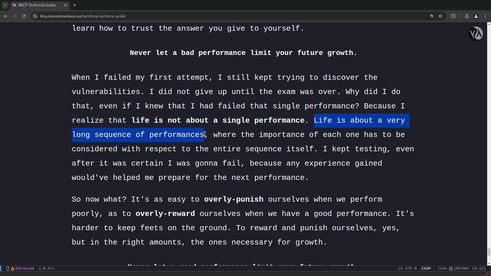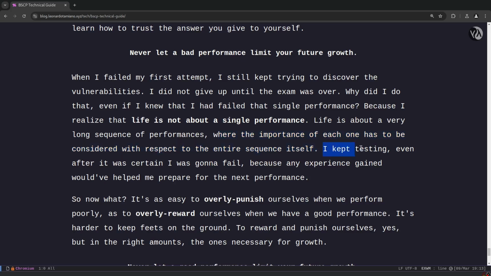And the importance of each one, each one does matter. However, the catch is that it does not matter absolutely on all the others, and there are, of course, performances which matter more than others, but the idea is that each one matters with respect to the entire sequence. So to value the impact of each performance, you have to consider the entire sequence, which is very hard to do, of course.